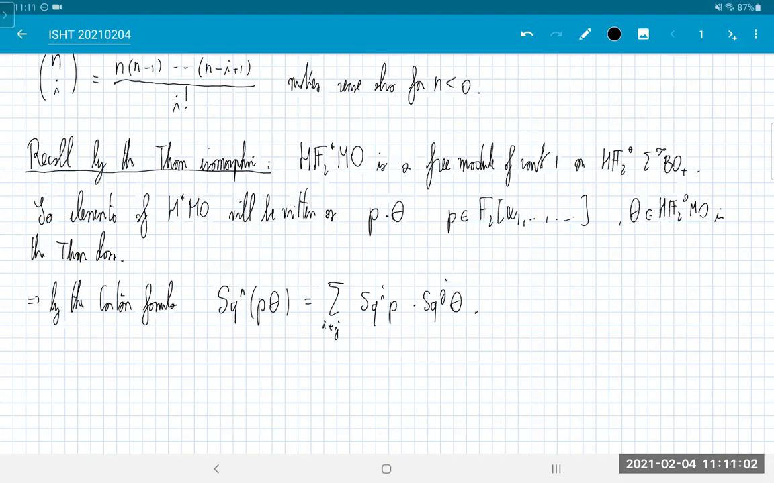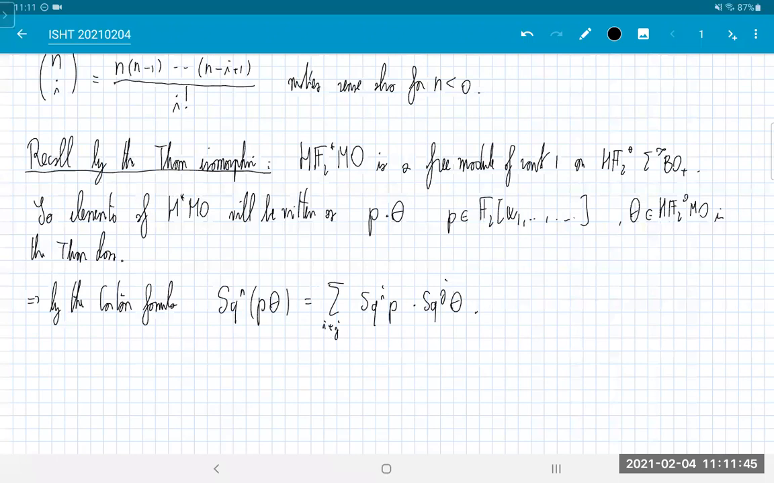And now we're going to use an amazing trick to do this. I'm sorry, before you do the amazing trick, can you explain again why HF2 upper star MO is a free module of rank 1? That's the Thom isomorphism. So, I'm using that BO is HF2 orientable. Because remember, every vector bundle was always HF2 orientable. And then MO is the Thom spectrum for sigma infinity BO plus. Right, okay, yes, thanks.